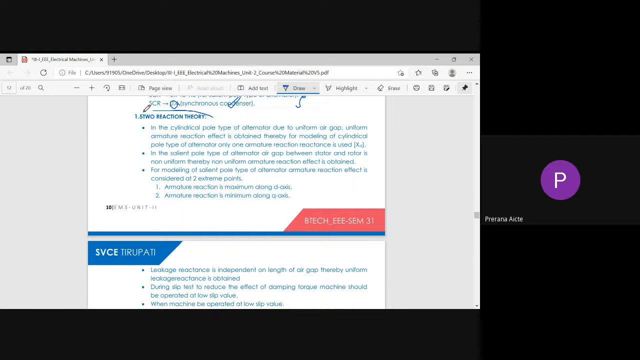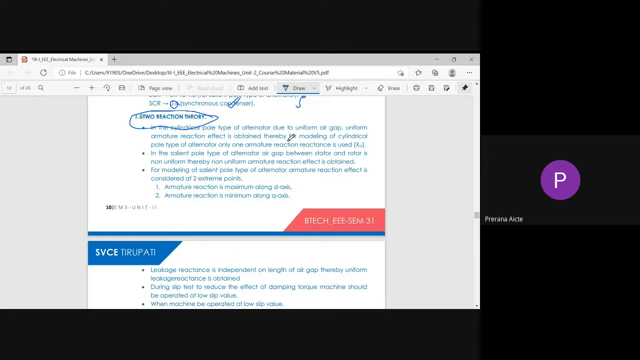Next, see here, armature reaction, the two reaction theory of armature reaction. Already I told you that this two reaction theory is only applicable for salient pole synchronous machine. This is not for a cylindrical rotor synchronous machine. As for the other methods, that is nothing but EMF method, MMF method, ZPF method, all these methods are applicable only for cylindrical rotor synchronous generator. These methods are not suitable for salient pole synchronous generator.